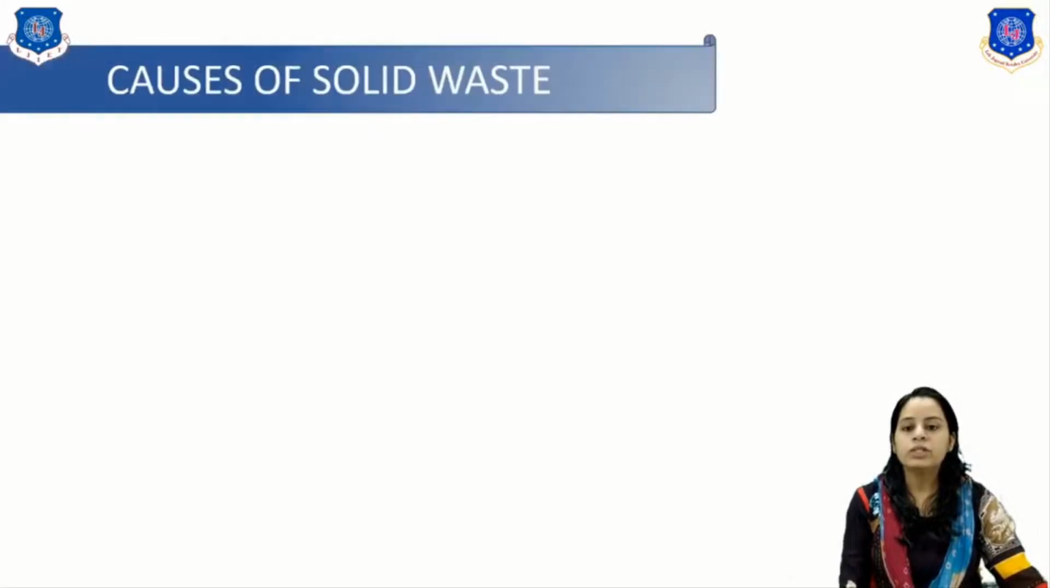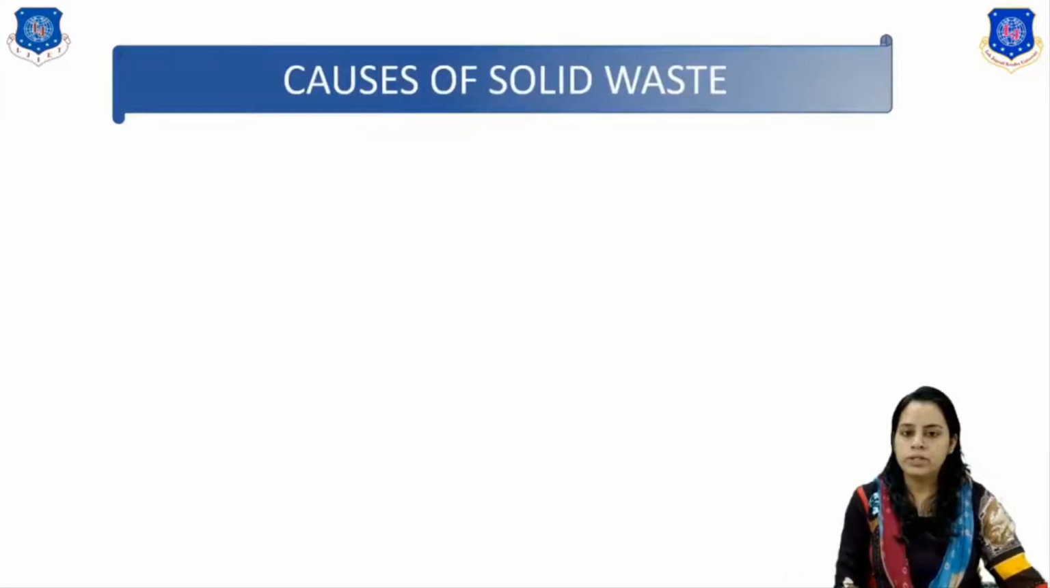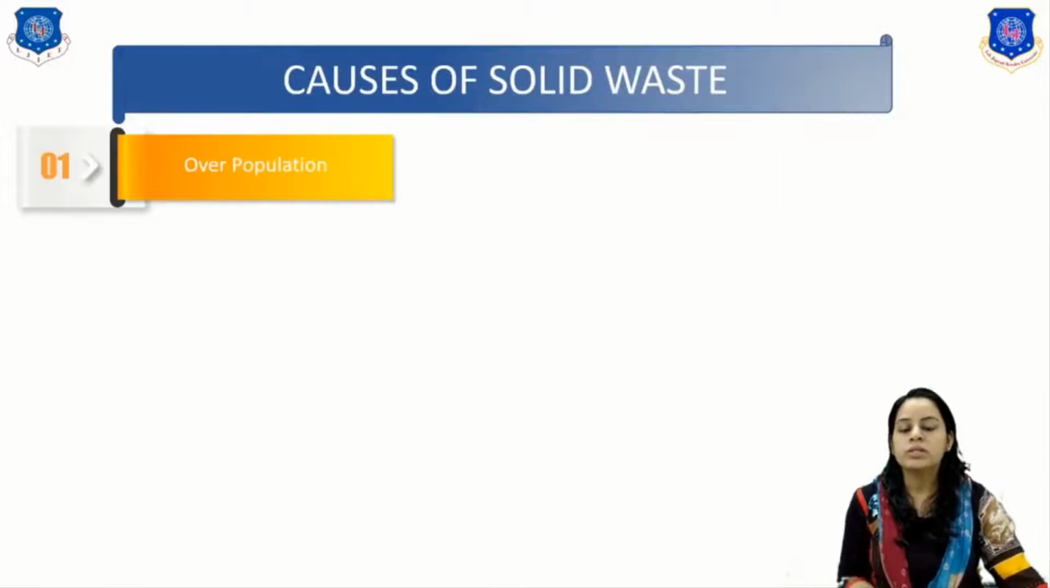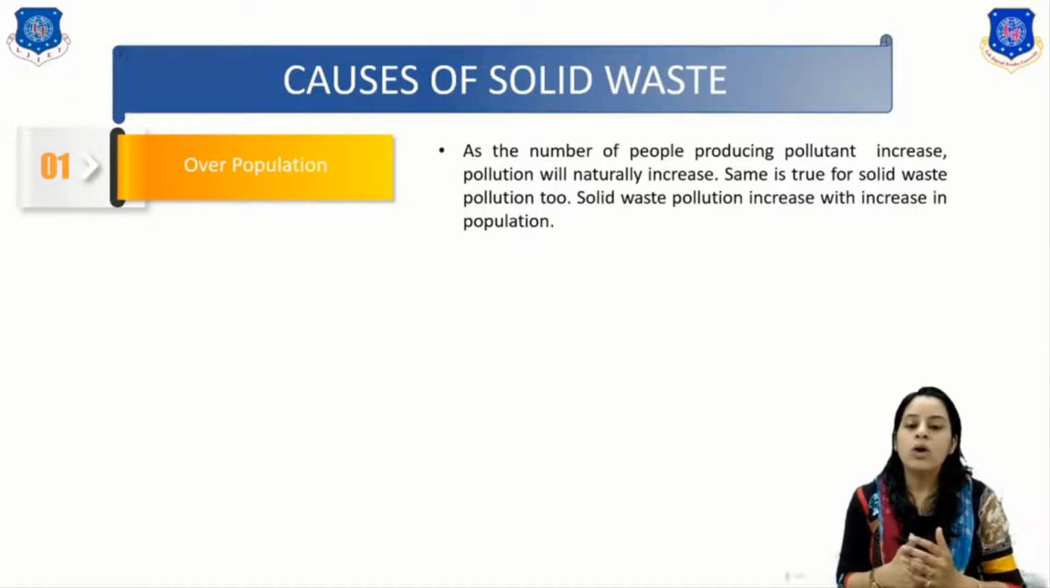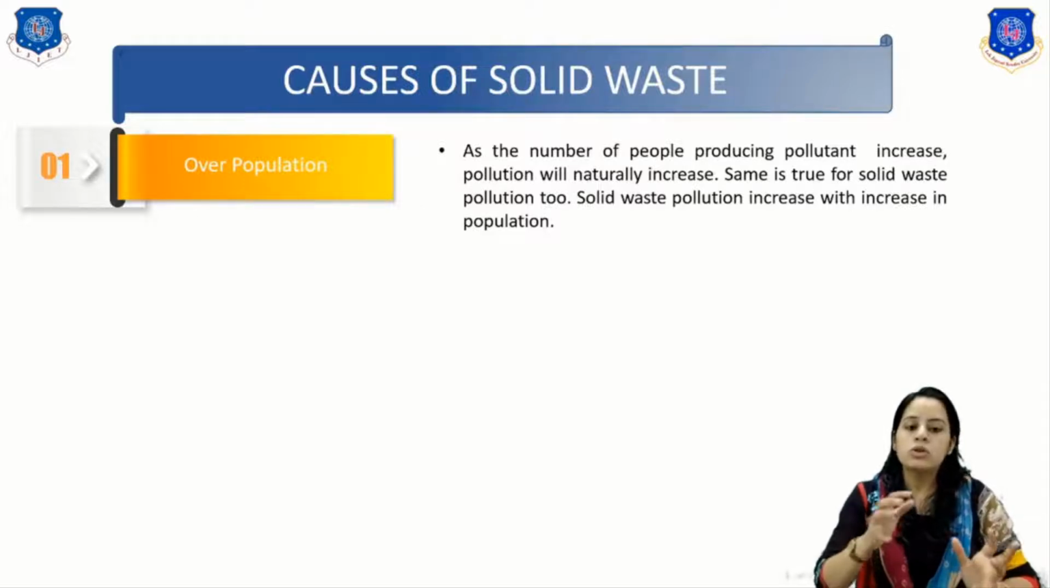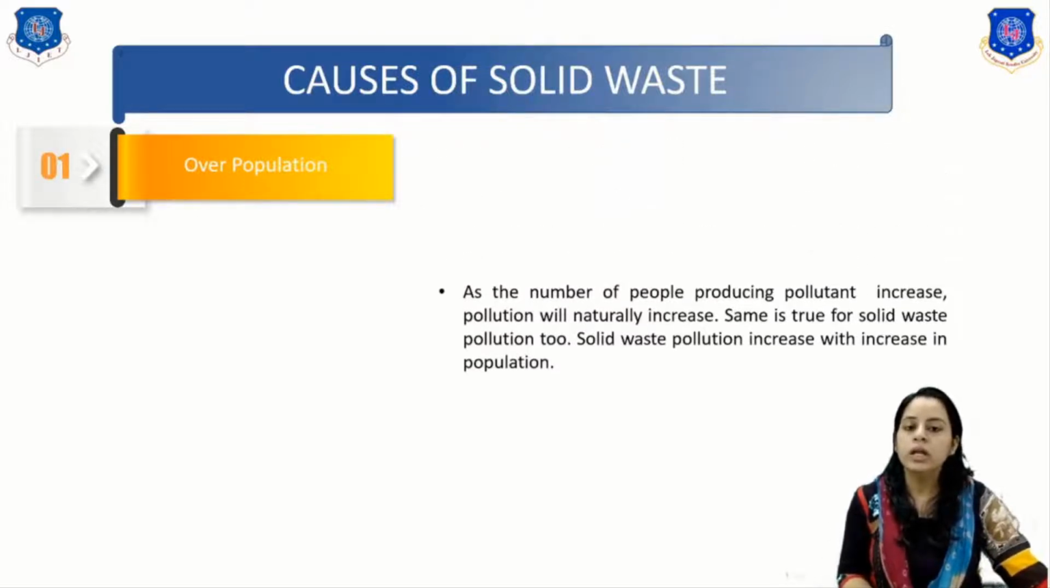Now the next topic is the causes of solid waste. Okay, the first cause is overpopulation, right? So basically, how does it affect solid waste? Basically, the number of people producing pollutants increases, increasing the pollution, which increases solid waste. Pollution naturally increases with increasing population, and the same is true for solid waste pollution too. Solid waste pollution increases with increasing population.